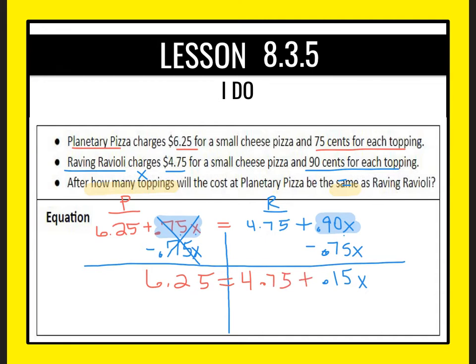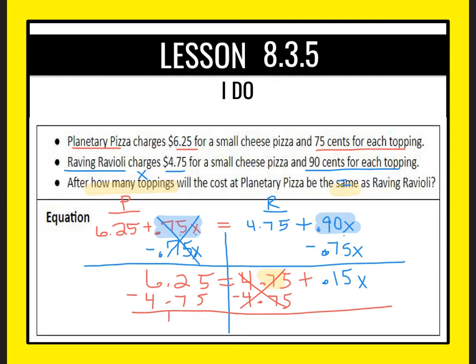Now that I moved all my variables to one side, now I've got to move the numbers to the opposite side. I want x by itself. So what I'm going to do now is move the 4.75 over to 6.25. And the only way I can do that is by making sure it's the opposite of what it was. So it's positive here, I need to make it negative. What I do to one side, I do to the other. So this gives me my zero pair like we talked about in previous lessons.